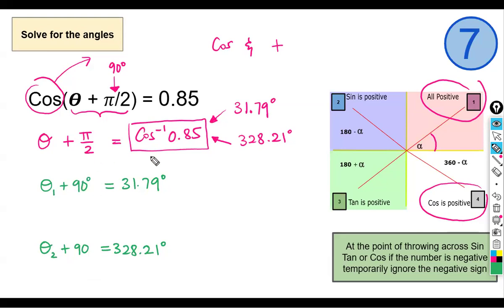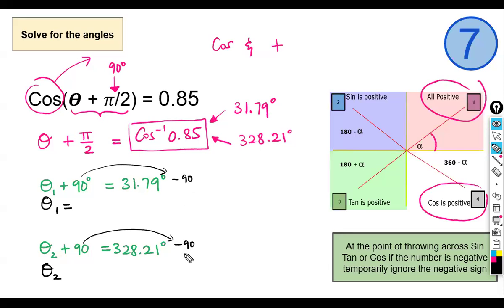In both cases, just throw across the positive 90 to get minus 90, because we only care about theta. We don't care about the 90. Get the 90s on the other side, and we're finished. That will be the end of the question. So what's the answer for theta 1, and what's the final answer for theta 2? Just throw him across, throw him across. You get minus 90 in both cases.